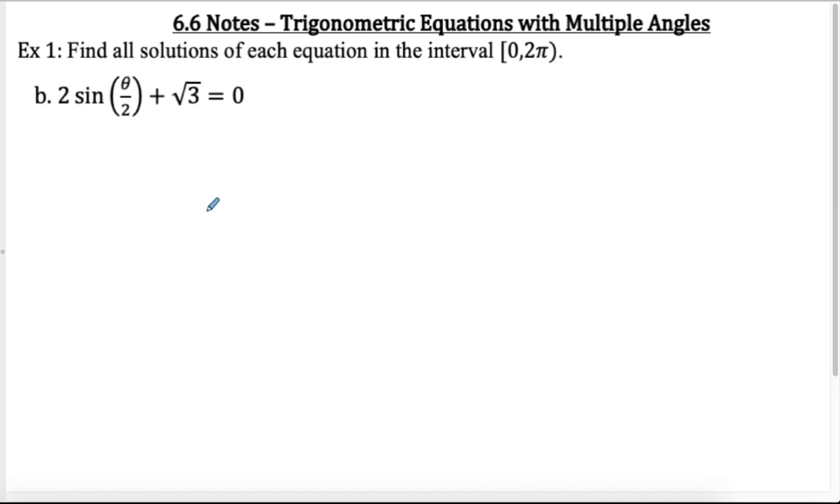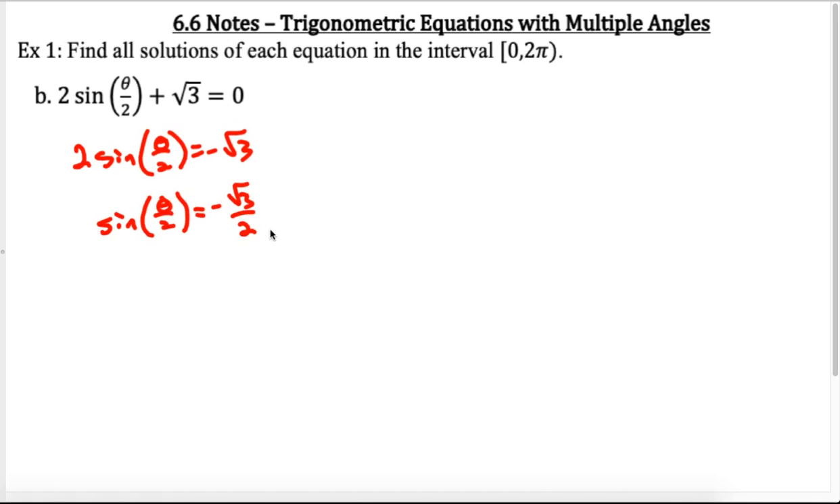Okay, in this example, we have a half angle, right? We have 2 times the sine of theta over 2 plus the square root of 3 equals 0. So first, we have to do a little bit of solving to get the trig function by itself, right? I can subtract the square root of 3, and divide by 2, and we'll get the sine of theta over 2 equals negative radical 3 over 2.